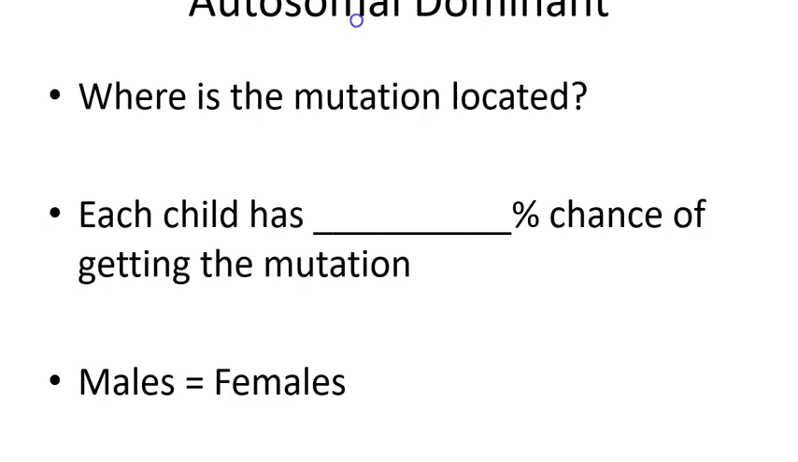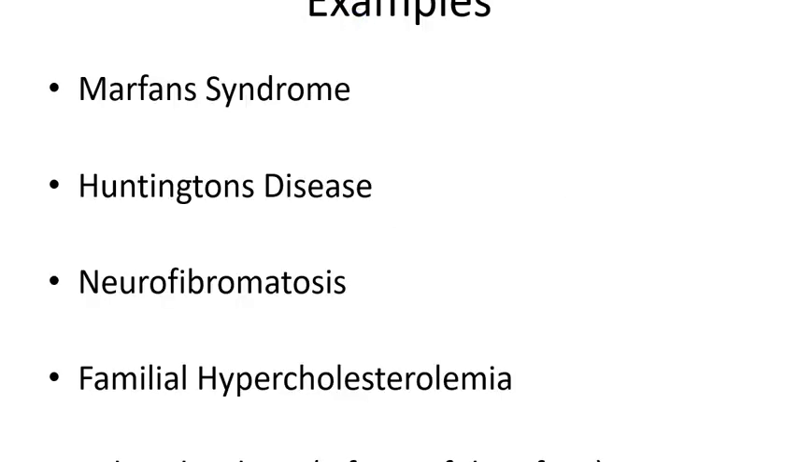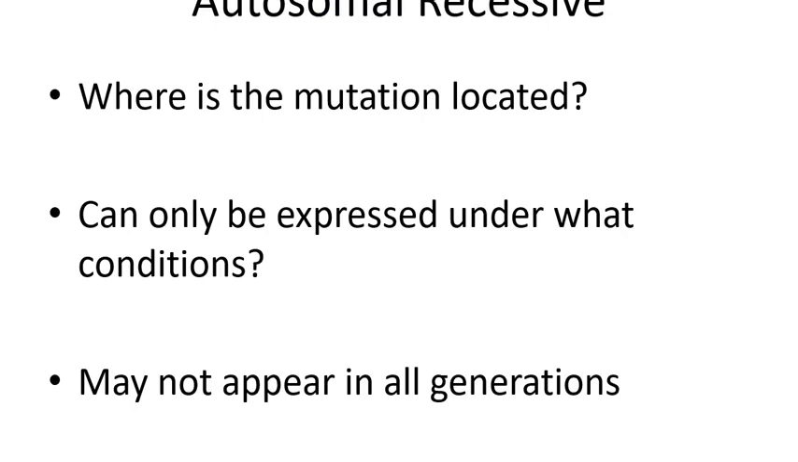So some examples of that, and you can look these up and get some more information about them. Marfan syndrome, Huntington's disease, neurofibromatosis, familial hypercholesterolemia, and something called achondroplasia, a form of dwarfism. So those are things that you can Google and get some information about those if you're interested.